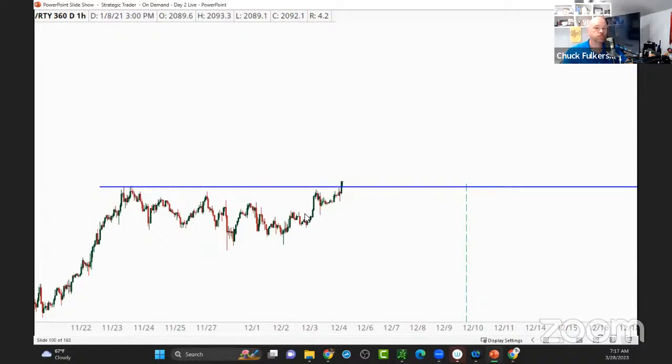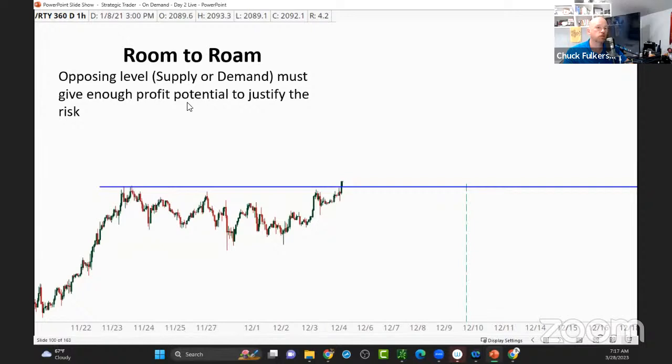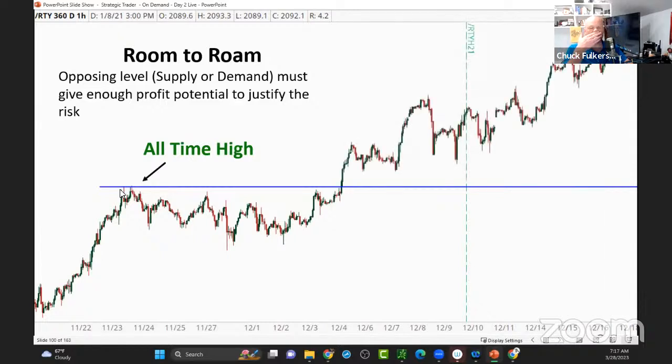And then the third is I want to have room to roam. So my opposing level must be far enough away that we can give enough profit, okay? So at an all-time high, is it okay to buy it at an all-time high? You bet your assets it is. It's all right to buy an all-time high, especially if you've got a quality breakout, because I've got no overhead supply to stop us from price moving, okay?